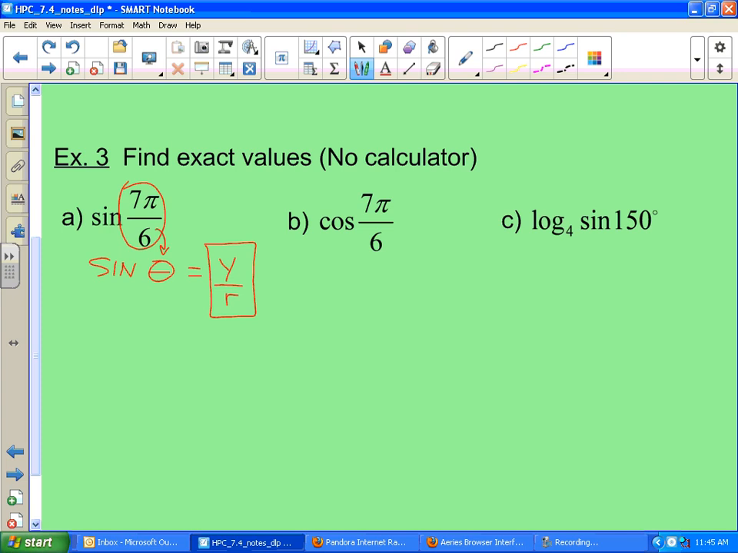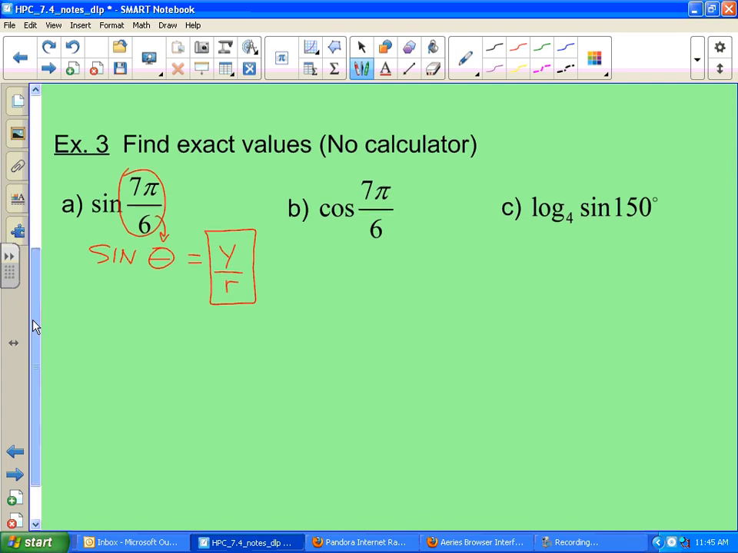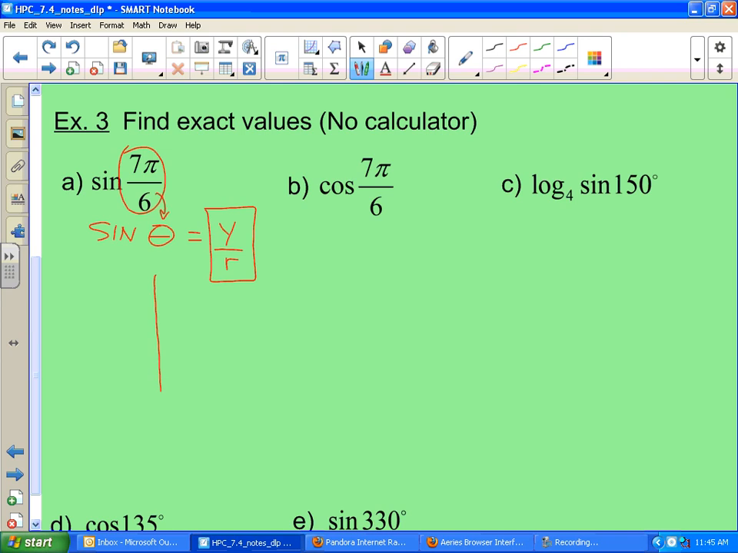7 pi over 6. Pi over 6's, remember, are 30-degree increments. 6 pi over 6 put me at pi, which is 180. And I kick down one more pi over 6, which means I'm adding 30 degrees to 180, so this is a 210 degree angle. So again, I'm the visual person. Where am I with 7 pi over 6? You're right here. There's my triangle. That's 7 pi over 6.